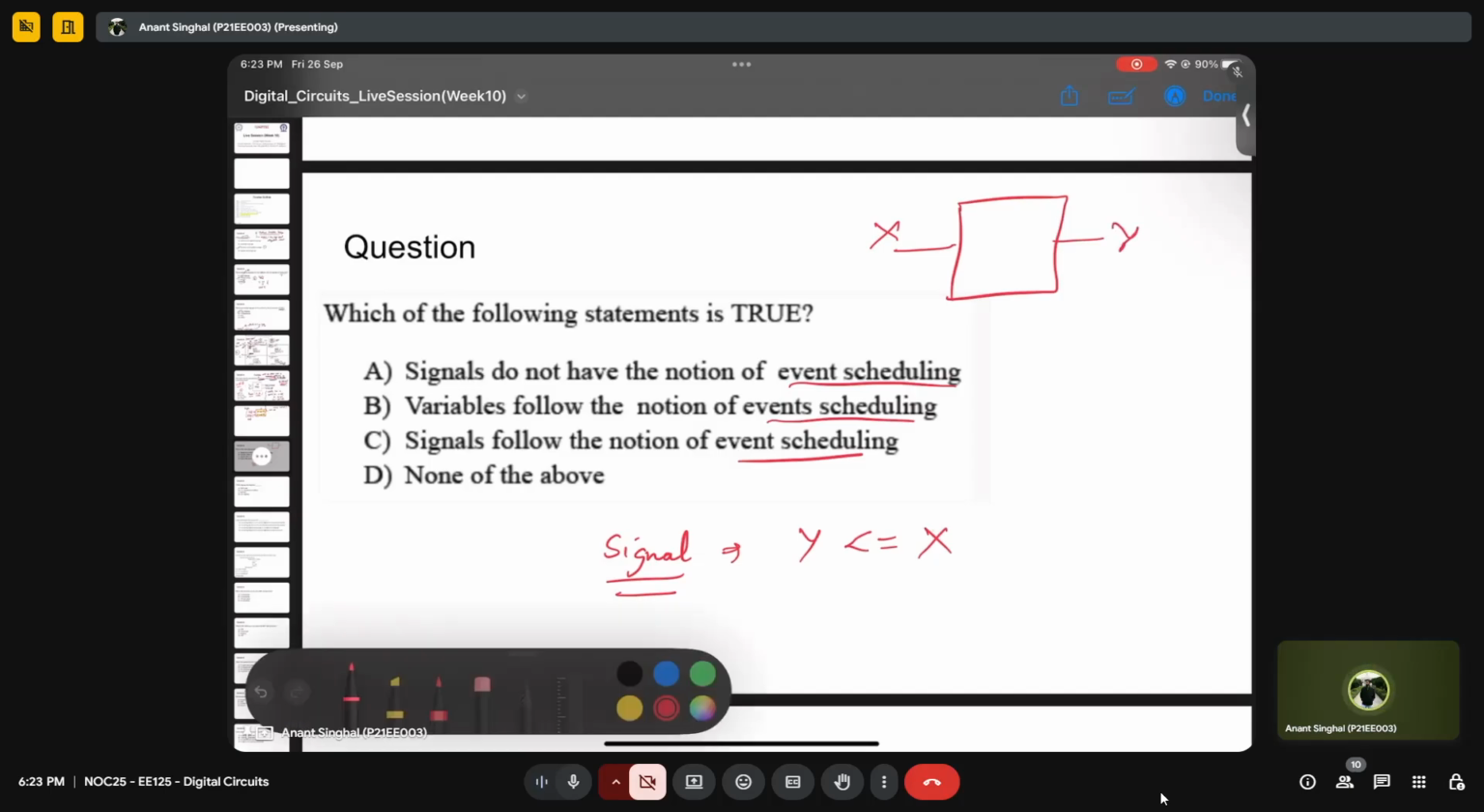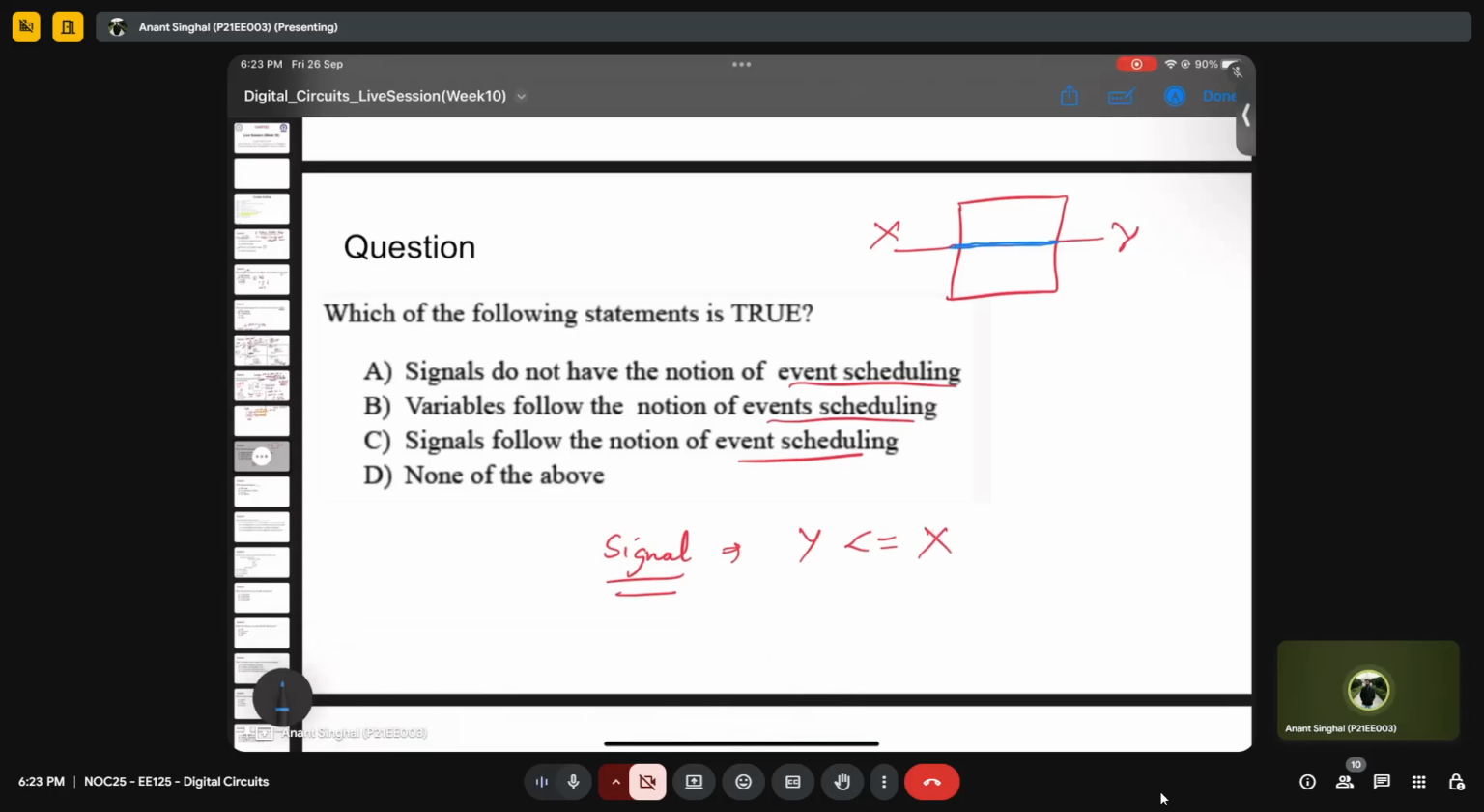So a signal represents that there is an interconnect, like there is a wire that is actually connected between x and y. Let's say the input is x. If there is an interconnect, which is called a signal, and you have your input at t, your output will be at some delay, t plus delta t. So there is some scheduling, some dependence upon time.